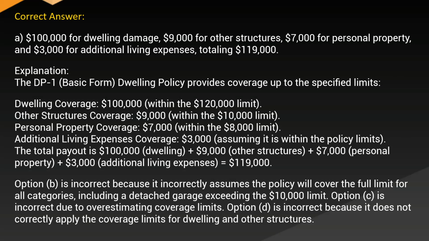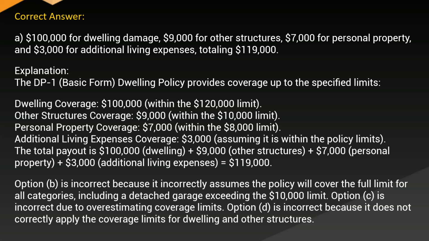Correct answer: A. $100,000 for dwelling damage, $9,000 for other structures, $7,000 for personal property, and $3,000 for additional living expenses, totaling $119,000. Explanation: The D1 Basic Form dwelling policy provides coverage up to the specified limits. Dwelling coverage: $100,000 within the $120,000 limit. Other structures coverage: $9,000 within the $10,000 limit. Personal property coverage: $7,000 within the $8,000 limit. Additional living expenses coverage: $3,000 assuming it is within the policy limits.